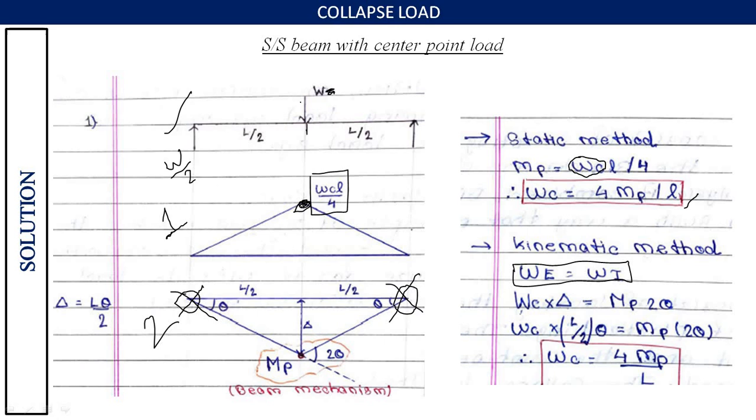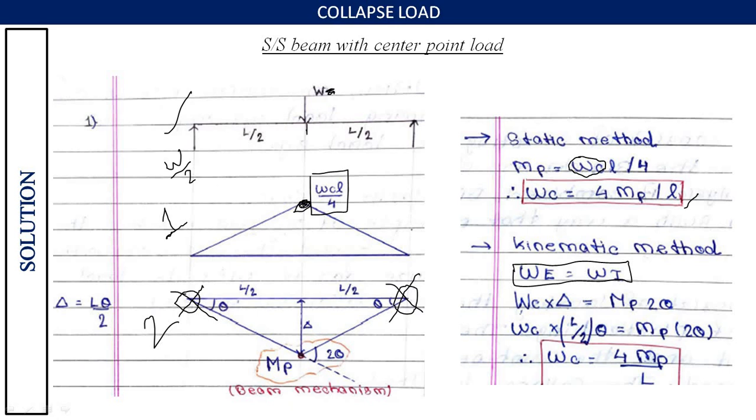So let us start with WE, the external work. Due to external load, what happens? The external load WC creates a deflection, let us take a deflection of delta. So the work by the external load will be WC, the collapse load, into deflection. It is due to external, and what will happen in the internal? The internal will be MP into 2 theta.